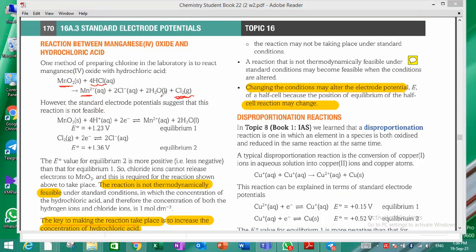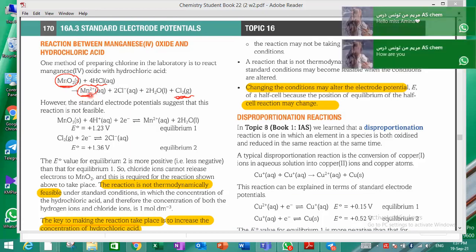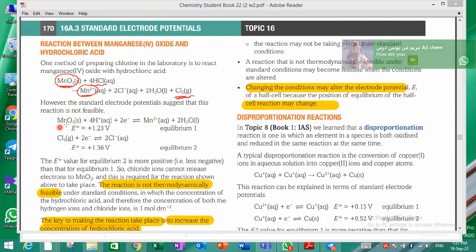Okay, and I look in my data booklet about manganese dioxide with Mn plus 2. I look for an equation relating the MnO2 with Mn plus 2. So this is the equation I get from my data booklet: MnO2 solid plus 4H positive plus 2 electrons gives Mn plus 2 plus 2 water. This is equilibrium 1, and we find that the E naught value is plus 1.23 volt.